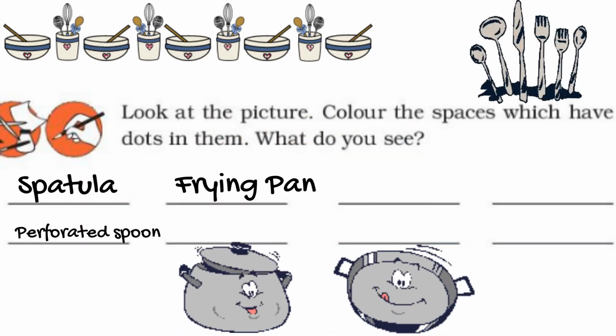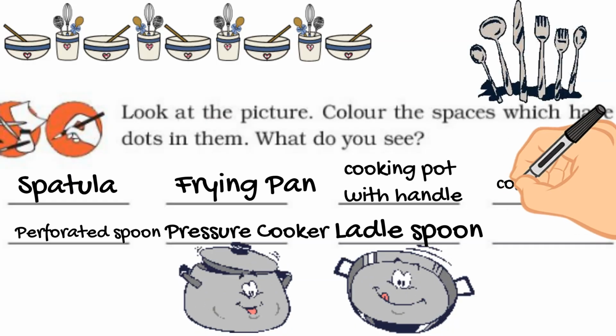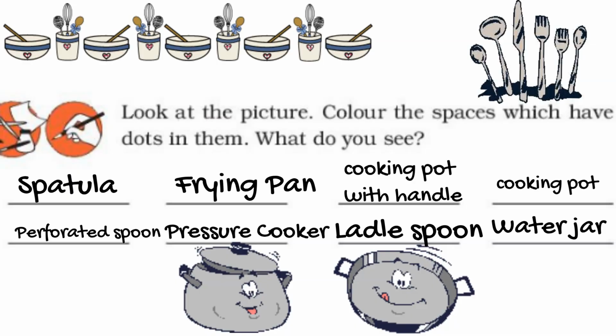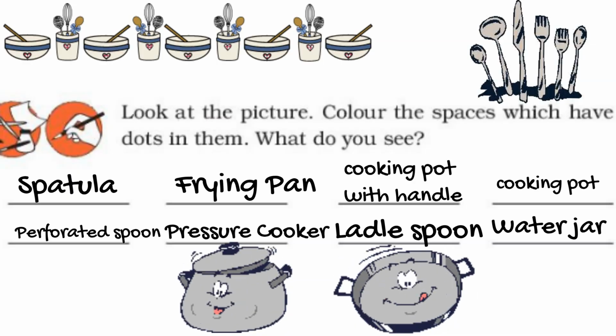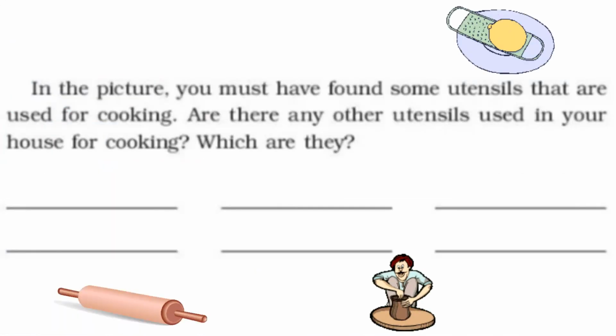Again, frying pans. You can see three different frying pans. One is flat, another is with a handle, and another is without a handle. The other is a cooking pot, we can say a cooker also. And the other utensil you can see here is a pitcher. We use it for water storage, right?